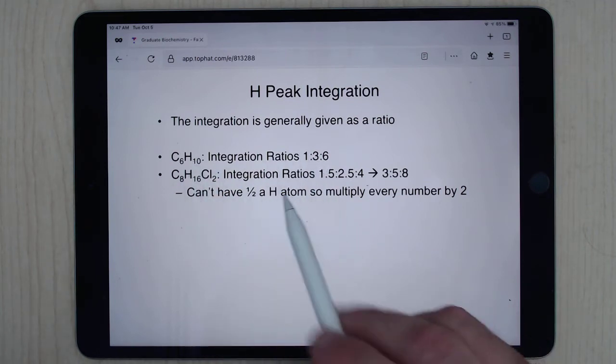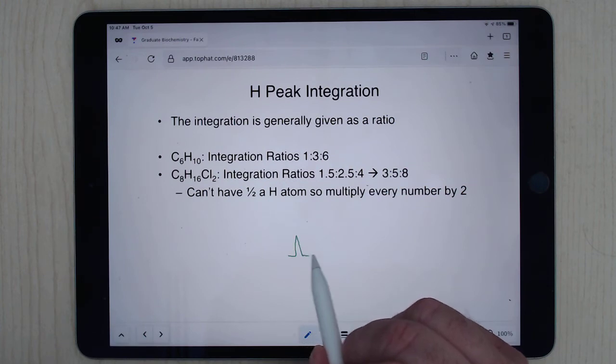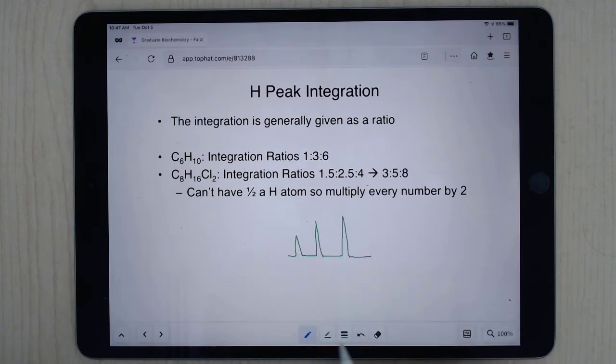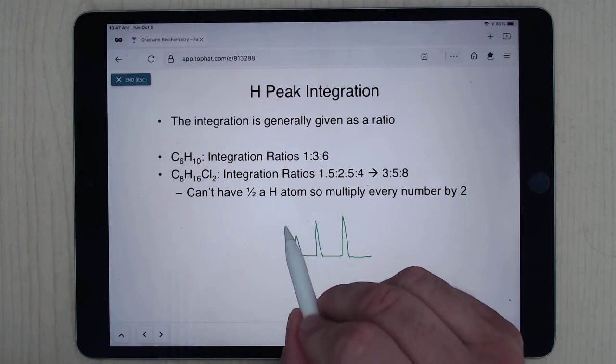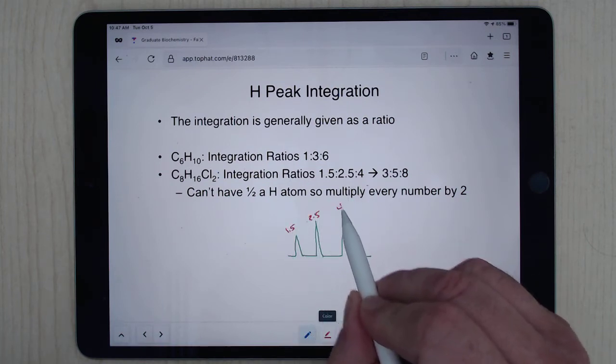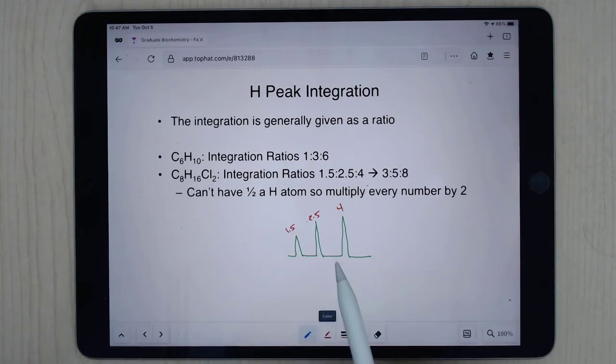If instead we had a signal like this, and this would integrate to 1.5, this one would integrate to 2.5, and this would integrate to 4, that doesn't make a whole lot of sense. How do you have a half a hydrogen? So what we would do is, as long as you do it to everything, you can multiply the ratios by 2 or 3 or 4 or whatever.